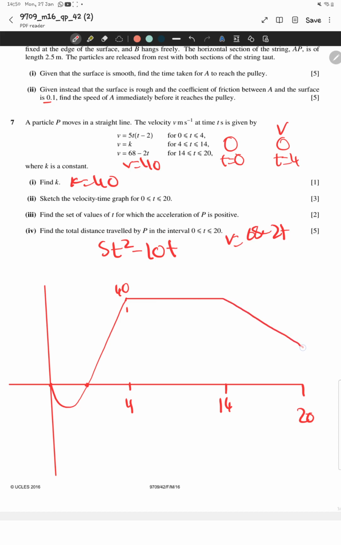Let's just make a horizontal line. This will be 28. So 20 comma 28. This is just 4 comma 40. 14 comma 40. And then this is just 0 at 2 seconds. You have to mark some of this stuff. But yeah, apart from that, it's fine. So just t seconds and then velocity in meters per second.